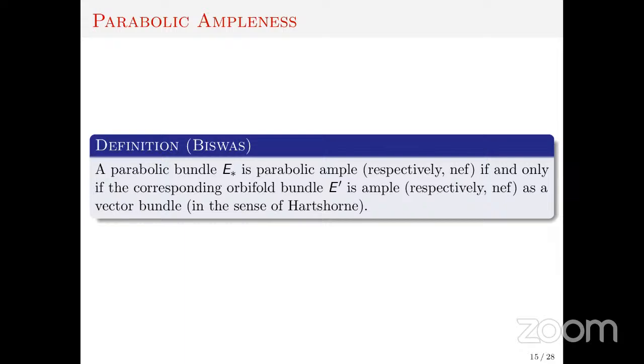I must mention that parabolic ampleness can be defined in a more general setup, but since we are restricting ourselves to parabolic vector bundles with rational coefficients, we will take this as the definition. Parabolic bundles can be defined without the assumptions that I took, such as the weights being rational.